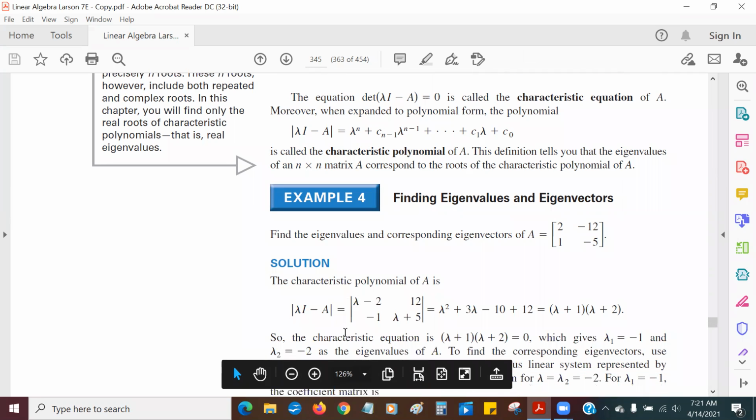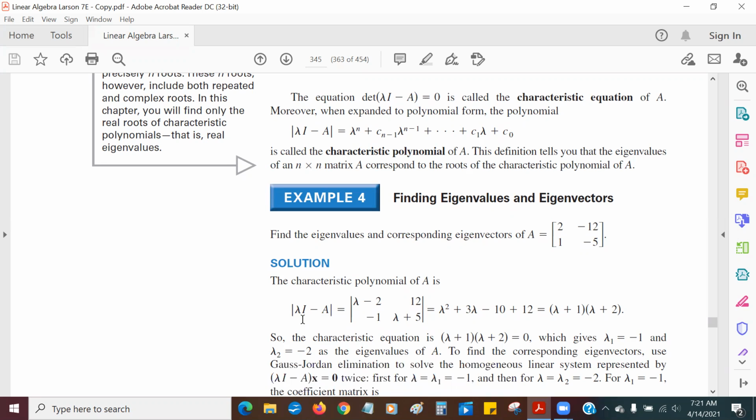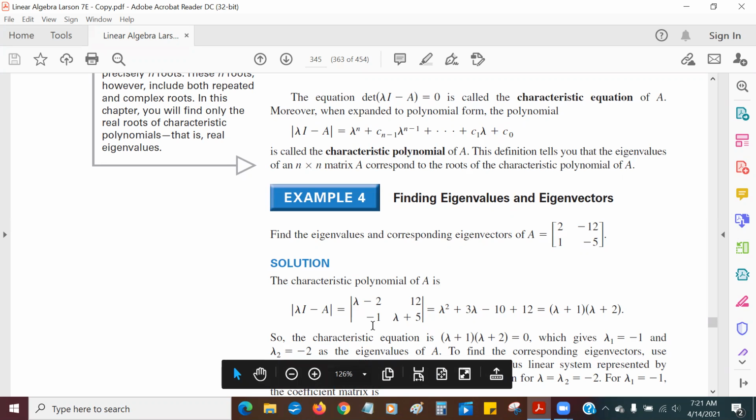So lambda I just looks like an identity matrix, but instead of having 1s down the diagonal, you have lambdas down the diagonal. And now I'm subtracting A. So I have lambda minus 2, because I'm subtracting a 2. I have 0 minus -12, that's where you get the 12. And I have 0 minus 1, that's negative, that's where I got the -1. And I have lambda minus -5, so I get a lambda plus 5.